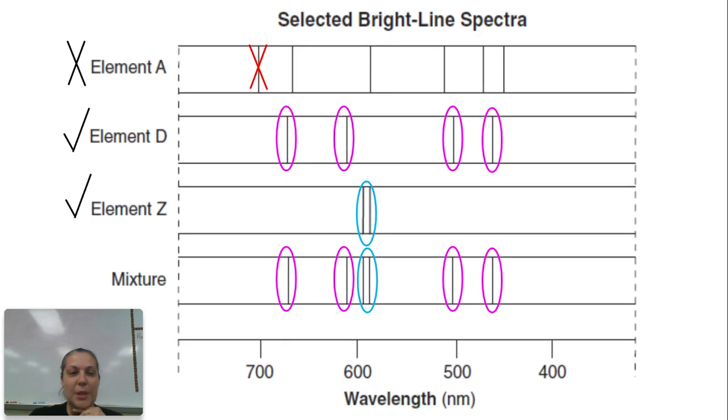So the answer for our checkpoint, element A, is not part of it. We found one line. That's it. Move on. Element D, all of those lines are present. And element Z, all of those lines are present.